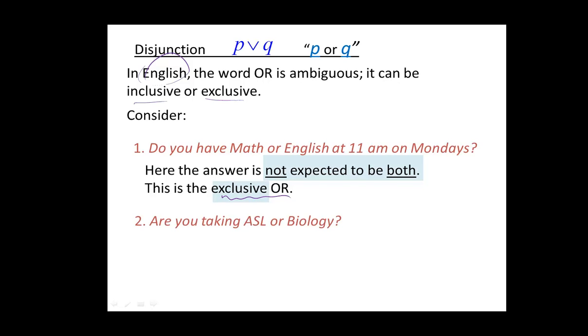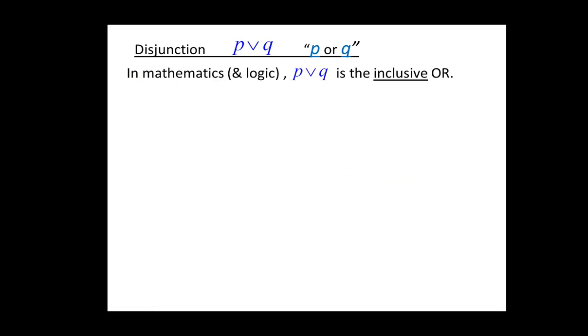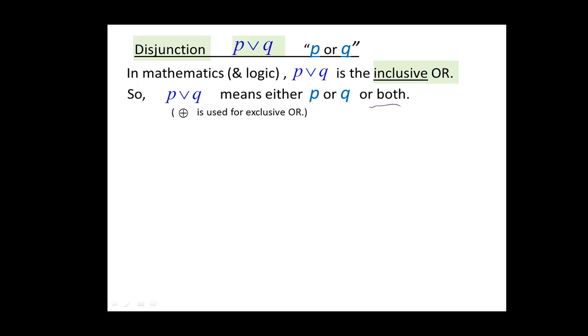Are you taking ASL or biology? Well, here the answer could be both, so that's the inclusive or, meaning we could include both answers. That's the English language. Now, in math or logic, when we use our symbol, P or Q, we mean the inclusive or. So P or Q means either P or Q or both. That could include both. There is a symbol for exclusive or, but we're going to talk about our regular inclusive or.